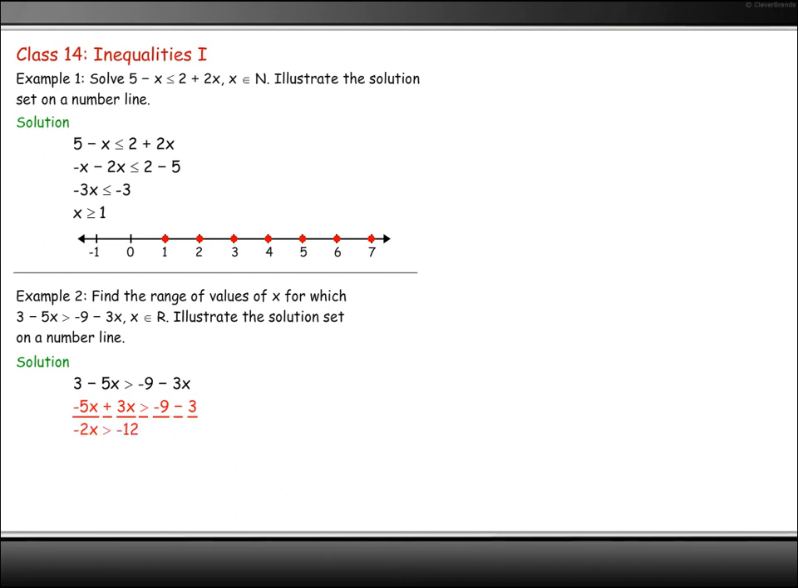Add like terms on each side. Divide both sides by -2. Remember to reverse the inequality. As x is an element of R, the solution contains all of the values on the number line less than 6, but not including 6. Notice how this is illustrated on the number line.